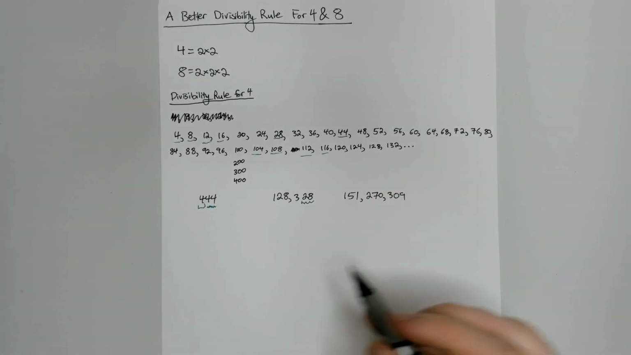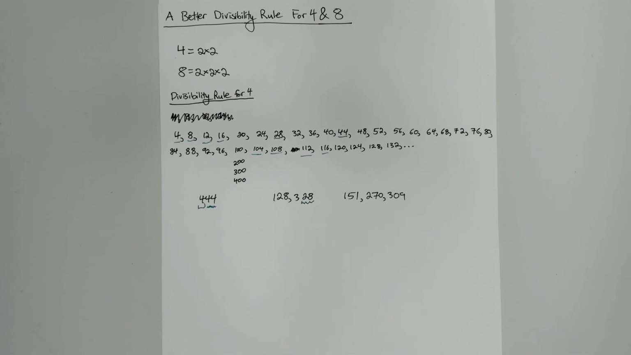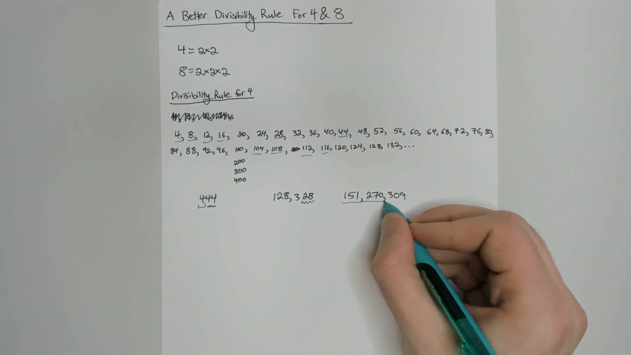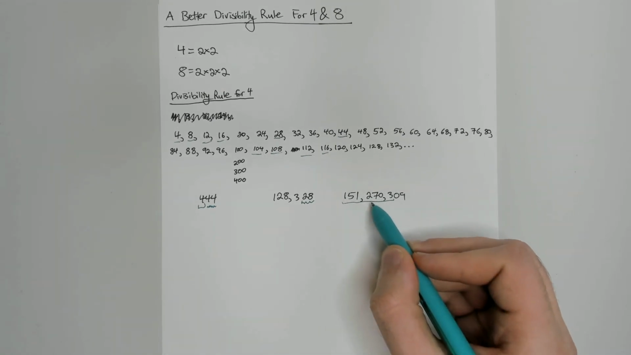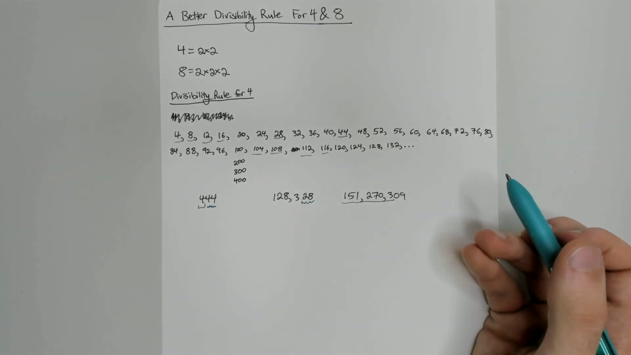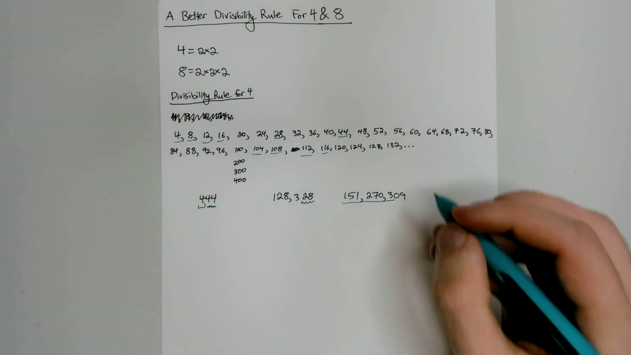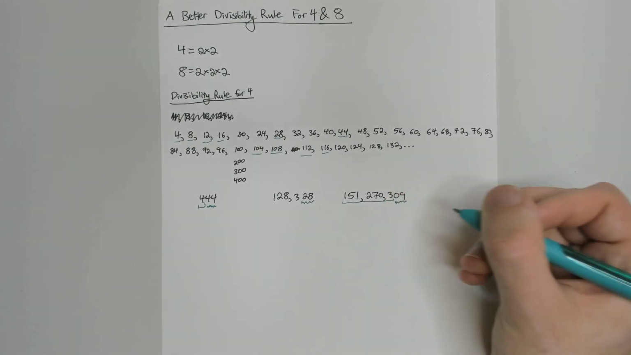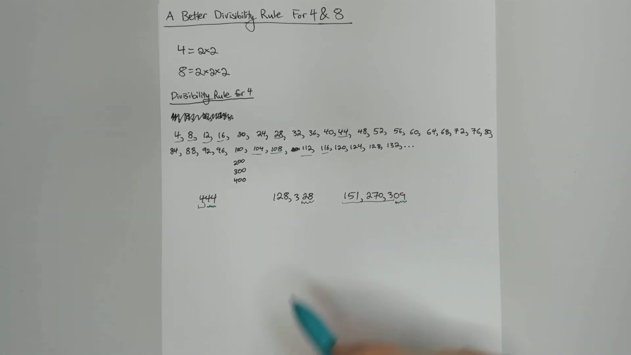151,270,309. All right, so this is a massive number, right? But all we have to do is we know that this first portion here, the 151,270,300, that's a multiple of 100, so therefore it's divisible by 4. So we only need to worry about the last two digits, which is just 9. 9's not a multiple of 4, so therefore the number is not going to be divisible by 4.